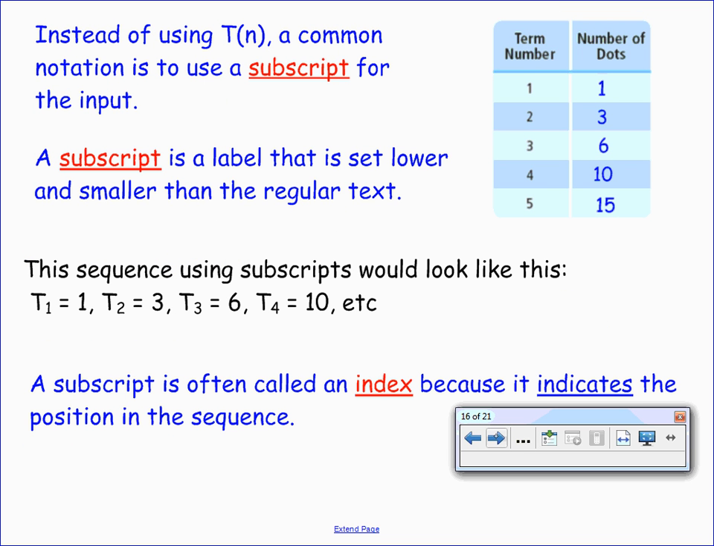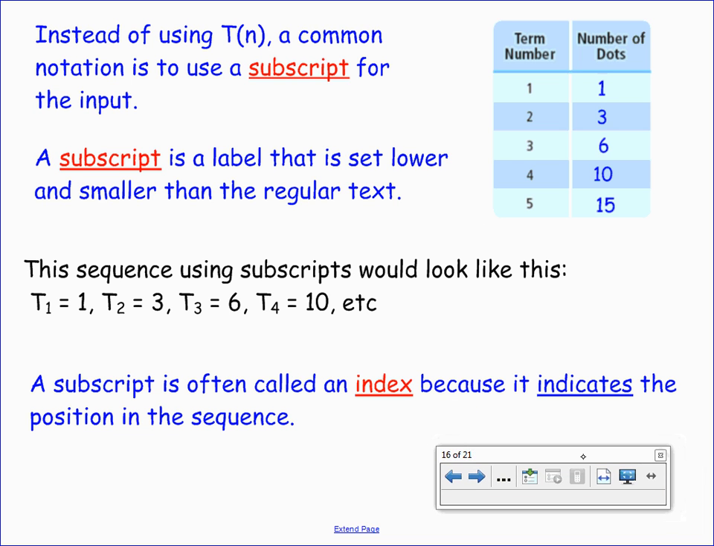So let's take a look. Instead of using T of n, a common notation is to use a subscript for the input. A subscript is a label that's set lower and smaller than the regular text, like in your Microsoft Word 2013 when you're typing, subscript sits a little bit below. It is sometimes called an index because it indicates the position in the sequence. So T sub 4 would be the fourth term. What's the fourth term? 10. No big deal. Easy cheesy.